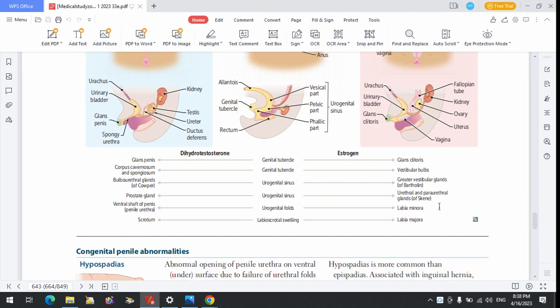Now, the urethral and paraurethral glands of Skene are the homologue of the prostate gland. The bulbourethral glands of Cowper are the homologue of the greater vestibular glands of Bartholin in females. You can see what is driving the external genitalia in females: estrogen. You can see what is driving the external genitalia in males: dihydrotestosterone. Now, let's go back.